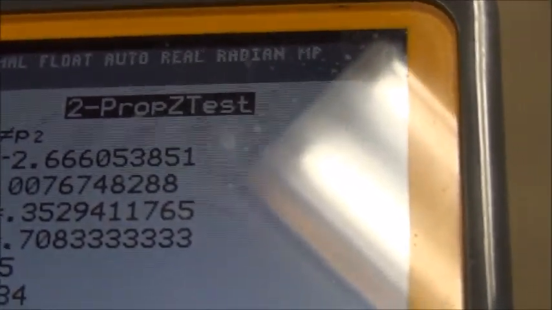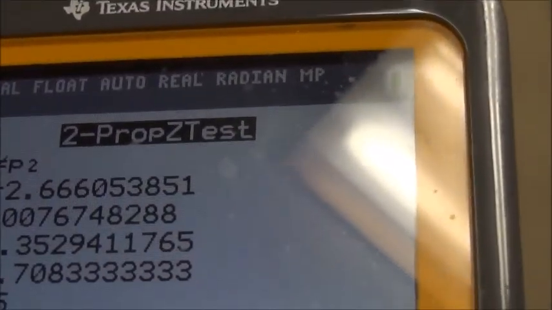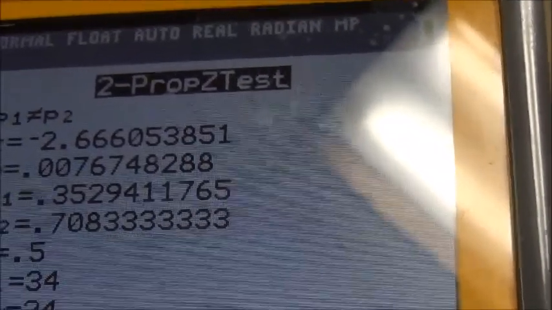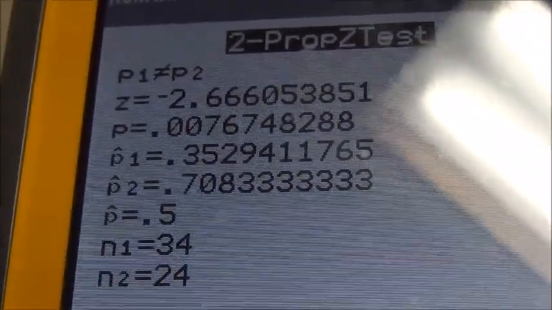So our Z value is going to be negative 2.6661. Our P value, 0.0077. So, it wants to know, is this a left-tailed test, a right-tailed test, or a two-tailed test? Again, this is going to be a two-tailed test.